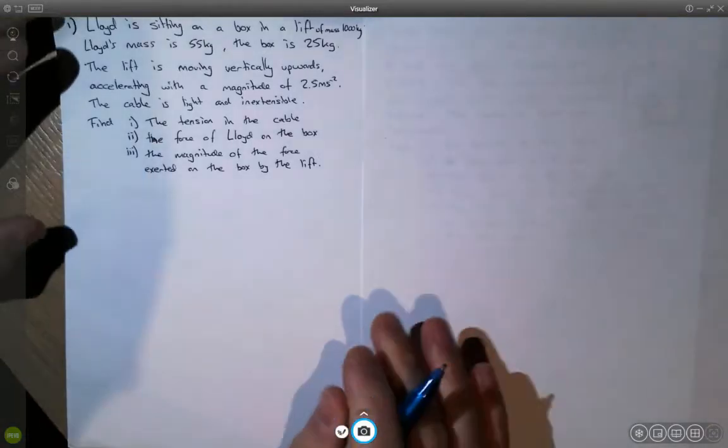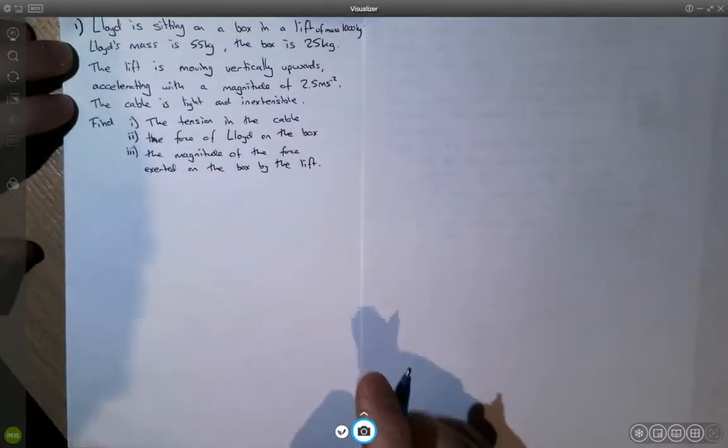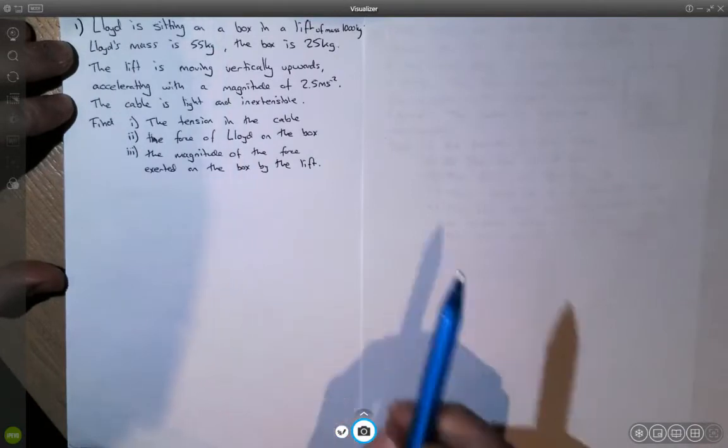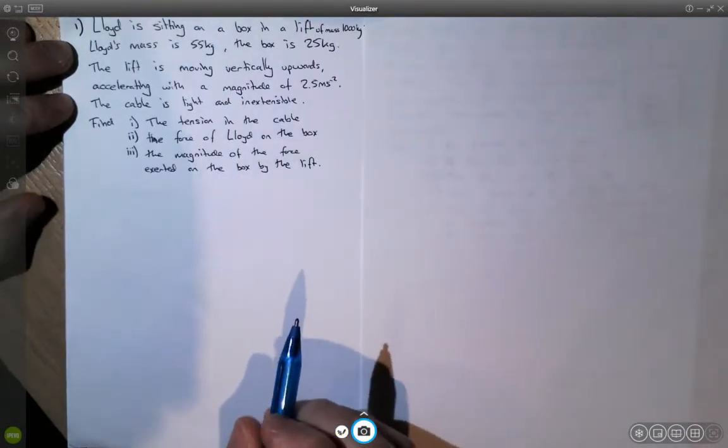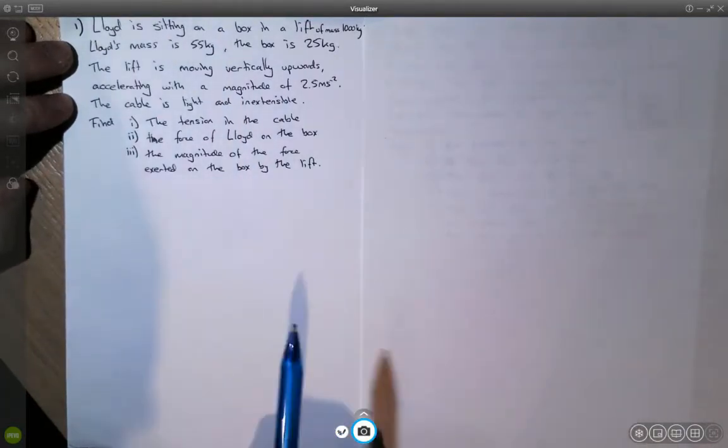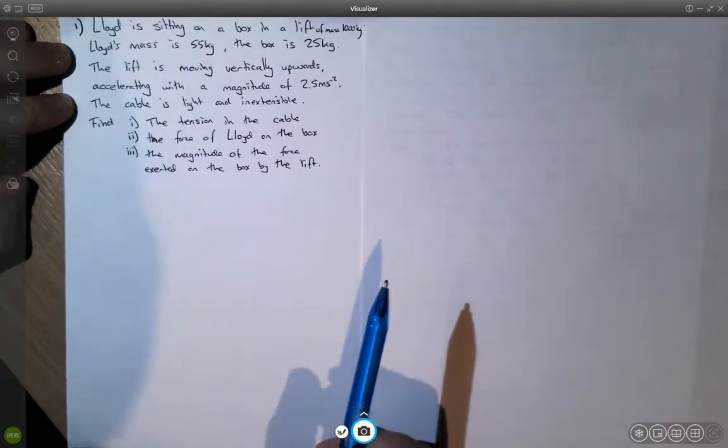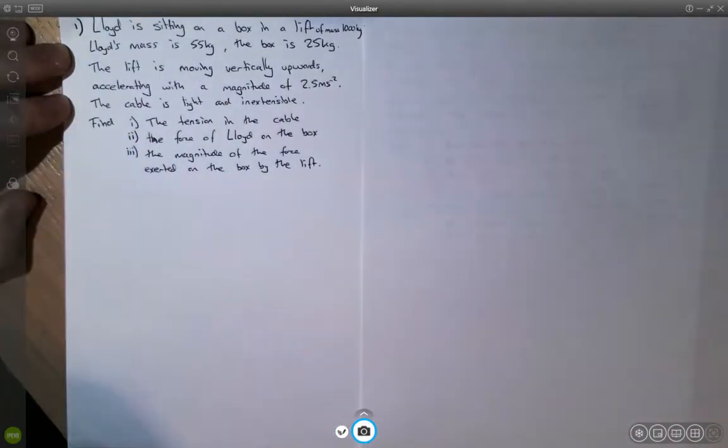In this video, we're going to look at two problems that involve force equals mass times acceleration and are themed around lifts. These are very common in A-level mechanics for maths, but could equally be in an A-level physics exam. Pause the video now and try question one.